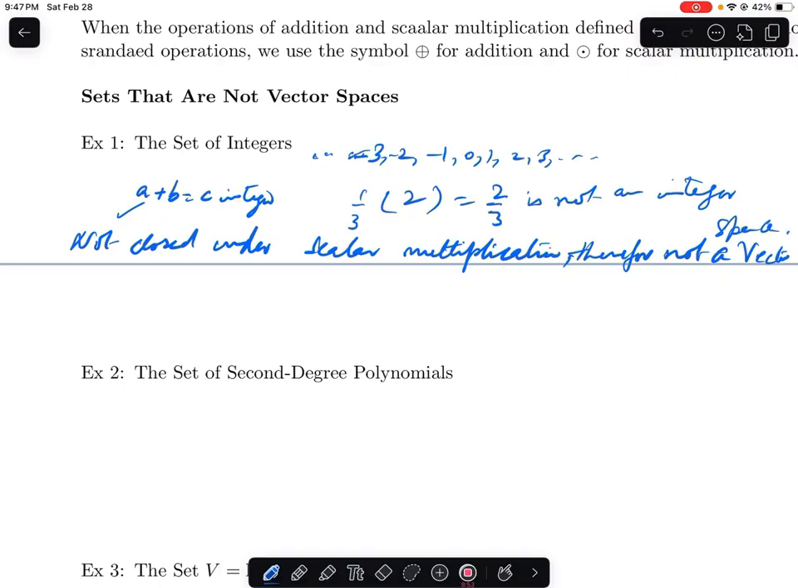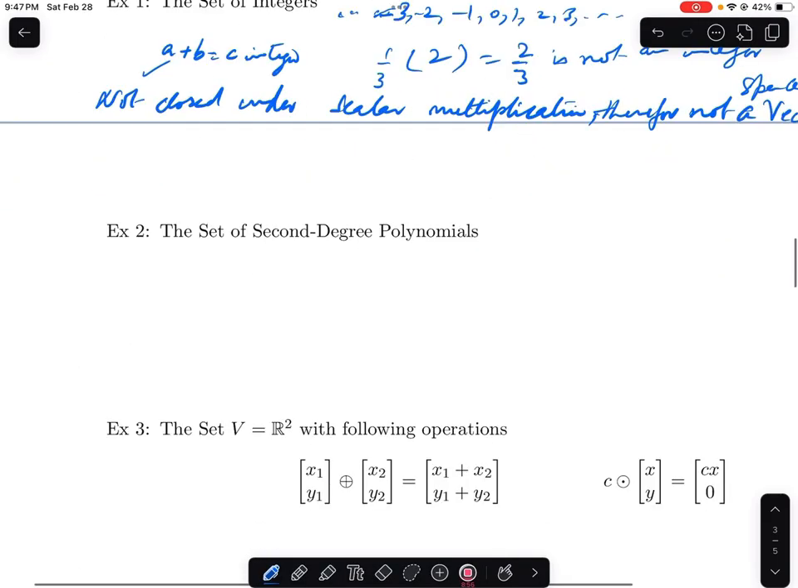Okay. The next example is the set of second degree polynomials. Notice the difference here. P2 was the second degree polynomials and lower degrees. But if we talk about only the second degree polynomials, then this is going to fail some axiom or some property of the vector space.